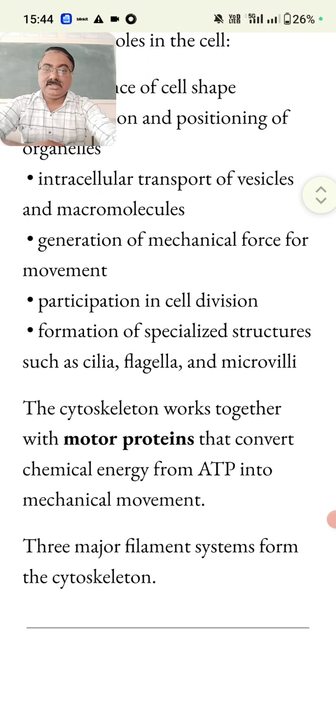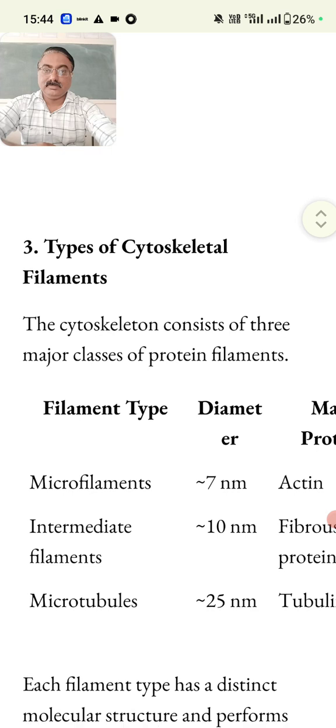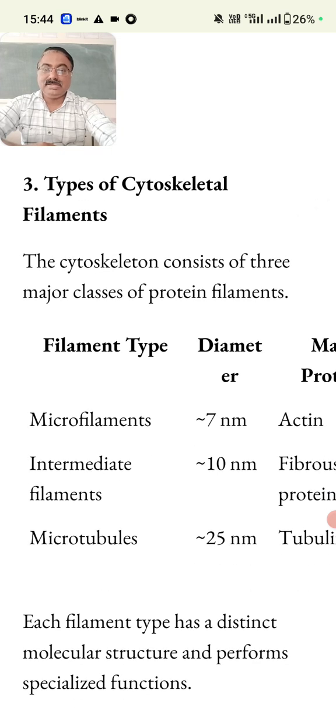The cytoskeleton works together with motor proteins that convert chemical energy from ATP into mechanical movement. Three major filament systems that form the cytoskeleton include microfilaments, intermediate filaments, and microtubules. Now we will see the types of cytoskeletal filaments in detail.